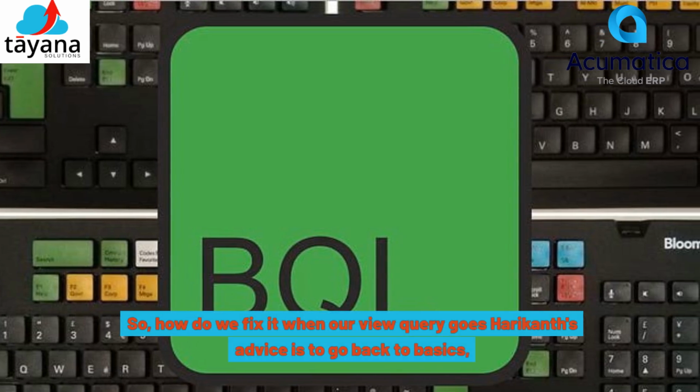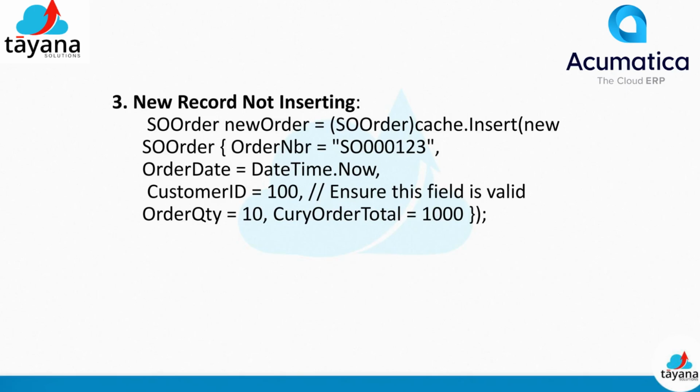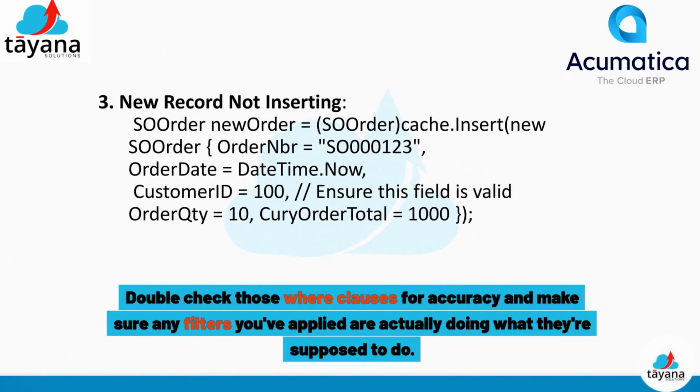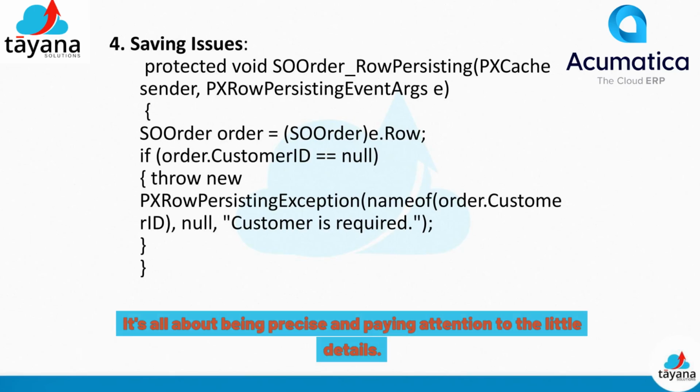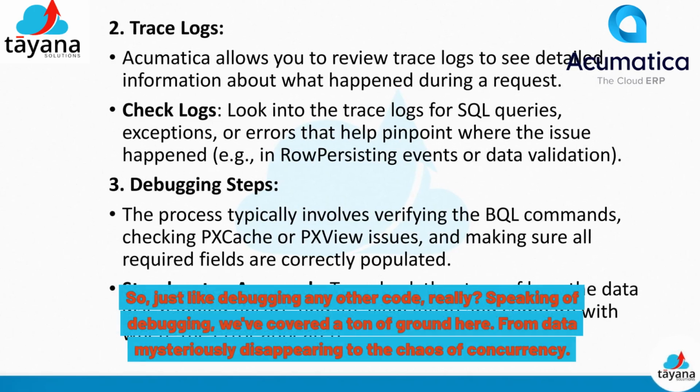Harikanth's advice is to go back to basics and carefully dissect that BQL query. Make sure you're targeting the right object, double-check those where clauses for accuracy, and make sure any filters you've applied are actually doing what they're supposed to do. Gotcha. It's all about being precise and paying attention to the little details. So just like debugging any other code, really?